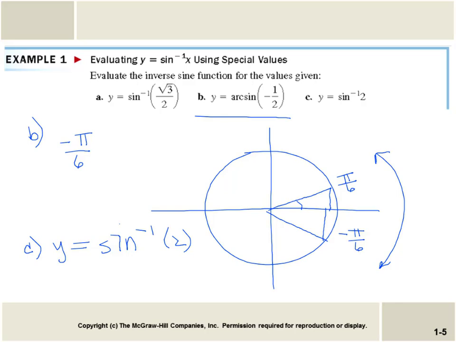It's undefined. Because really we're saying, what is y when the sine of y is equal to 2? But remember, the sine of y can never be 2. The biggest it can be is 1, right? So it's undefined.